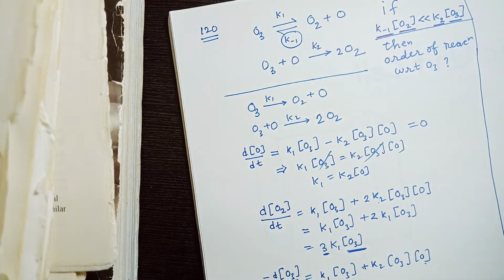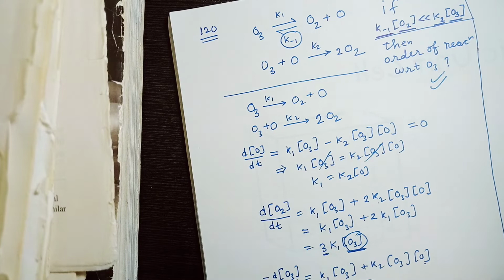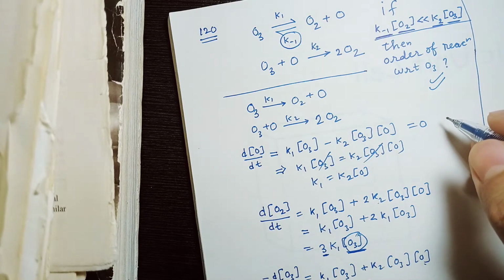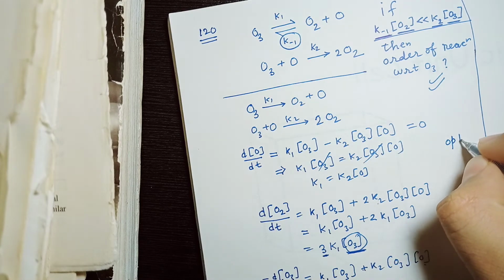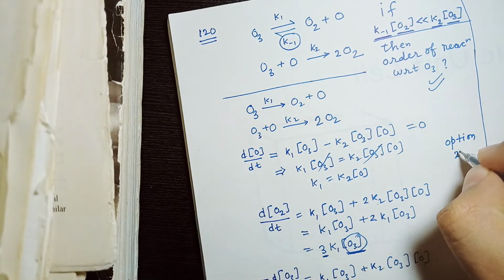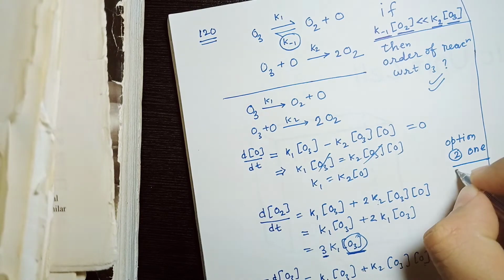So the answer to this problem, what is the order of reaction? Order of reaction with respect to ozone is 1. So the answer is 1, that is option 2. Option 2 is correct, which is saying the order of reaction is 1.